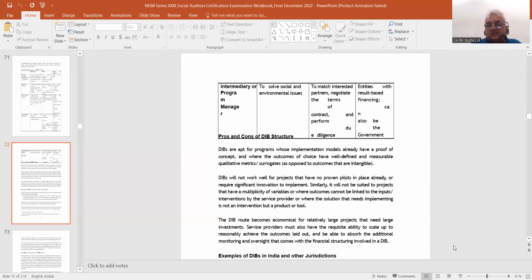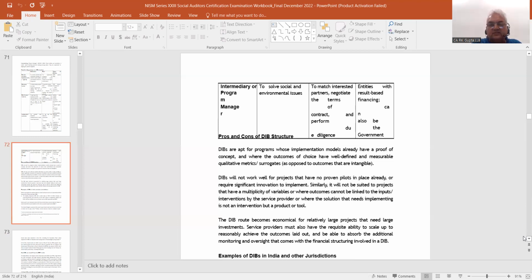Service providers can raise questions on this, that okay, the DIBs will be suitable for which type of organizations. So the DIB route becomes economical for relatively large projects that need large investments. Service providers must also have the requisite ability to scale up to reasonably achieve the outcomes laid out and be able to absorb the additional monitoring and oversight that comes with the financial structuring involved in a DIB. Because then definitely there will be additional monitoring and overseeing. So there should be a definite scale of operation. If you are working at too small a scale, then development impact bonds could not be a criterion. So these are suitable for large projects or projects that require large investments.